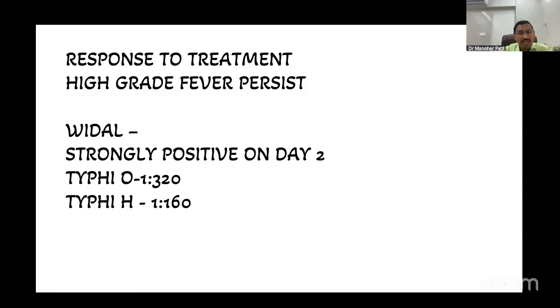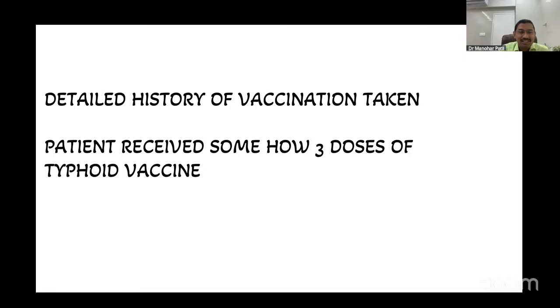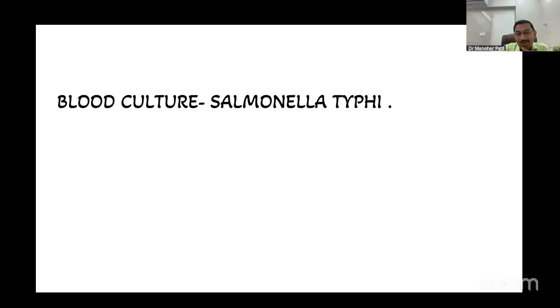Response to treatment was the query. There was persistent high-grade fever, but on day 2 there was a strongly positive report suggestive of typhoid: type O is 1:320, type H is 1:160. That is almost suggestive of typhoid. Then I asked the parents about vaccination. That baby received three doses of typhoid vaccine, 2 from my side and 1 from the government. After 2 years, there is no vaccination in our card. He received the typhoid polysaccharide vaccine as well as the typhoid conjugate vaccine. I thought at that time that the chances of typhoid were almost nil, but the blood culture grew Salmonella typhi.